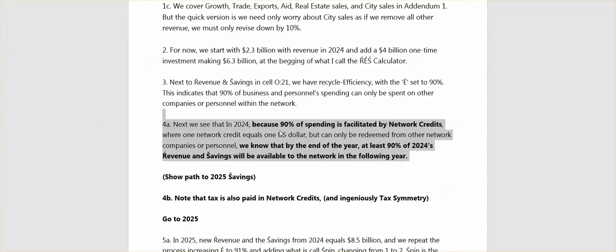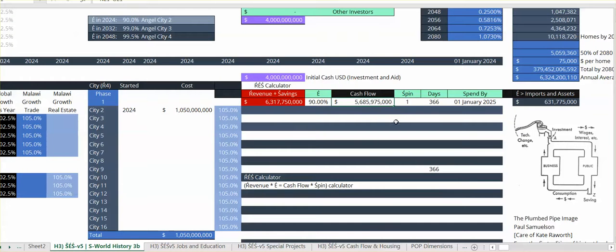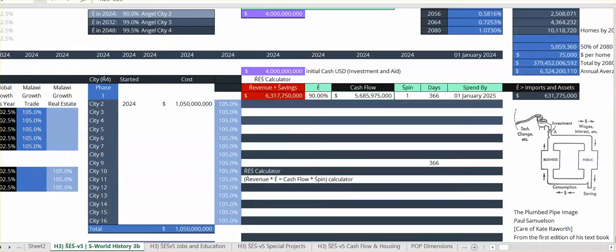Next, we see that in 2024, because 90% of spending is facilitated by network credits, where one network credit equals $1, but can only be redeemed from other network companies or personnel, we know that by the end of the year, at least 90% of 2024's revenue and savings will be available to the network the following year. Show path to 2025 savings. Okay, this is the 90% that has been saved because it is spent within the network, and it's circulated and come back pretty much where it started.